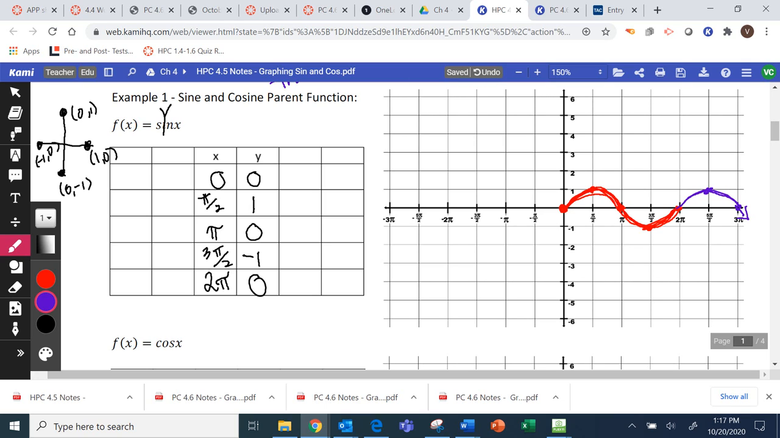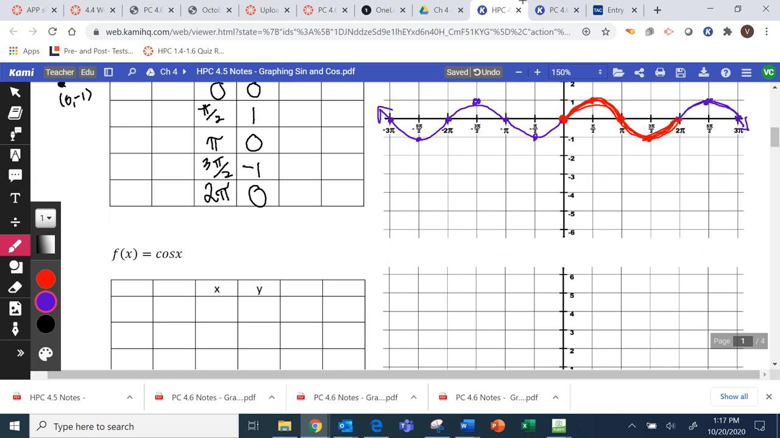Then I'm going to follow the points backwards. I just did a mountain, so my next thing is a valley. Then middle, then mountain, then middle, then valley, then middle. You see how it's a curve. It is not a zigzag. And that is the parent function for sine.